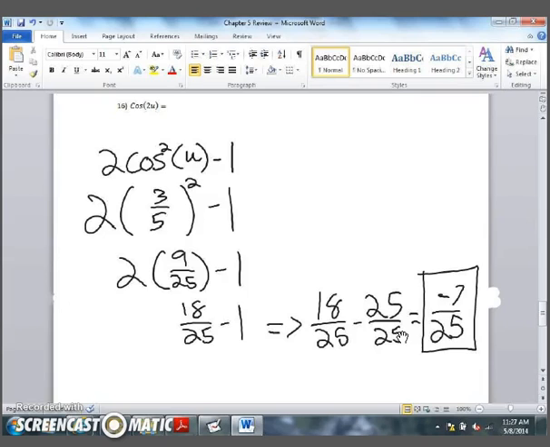And cosine of 2u. Again, I picked the 2 cosine squared of u minus 1. Square these. Then multiply by the 2. And then subtract. If you picked any other formula, folks, you would still get the same answer.